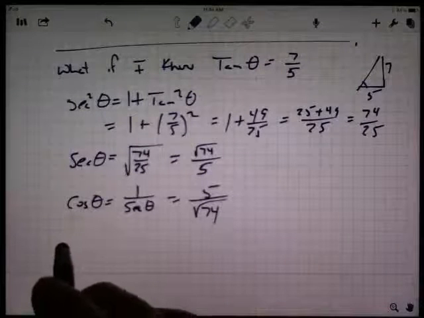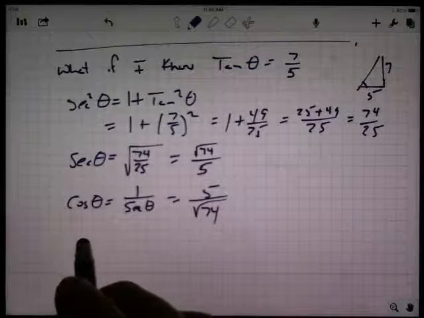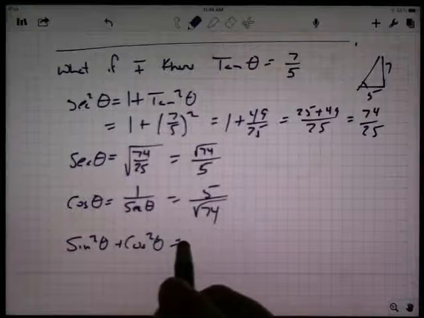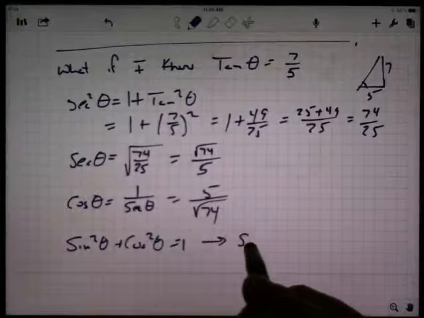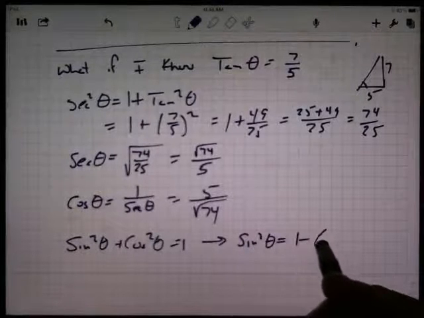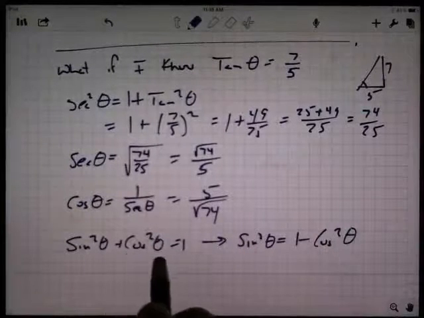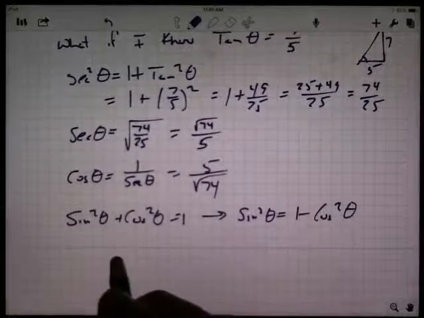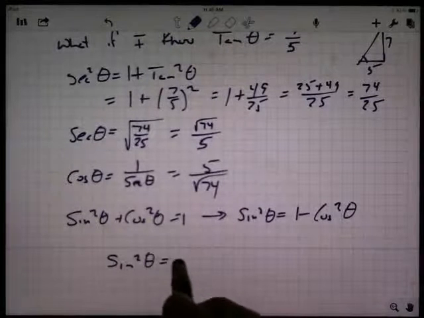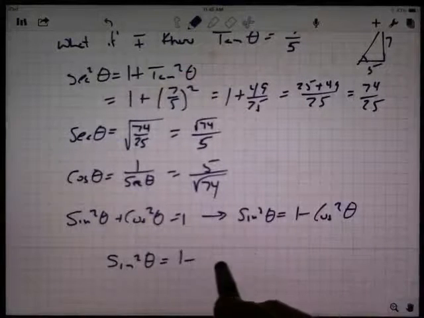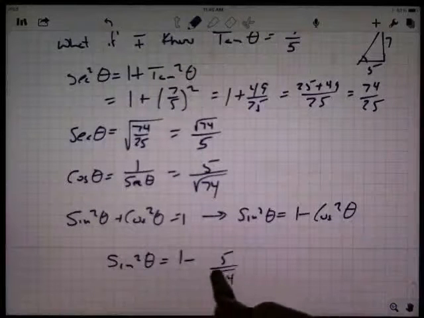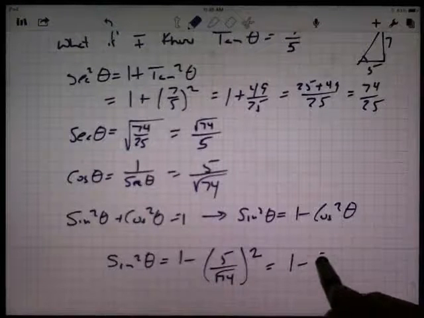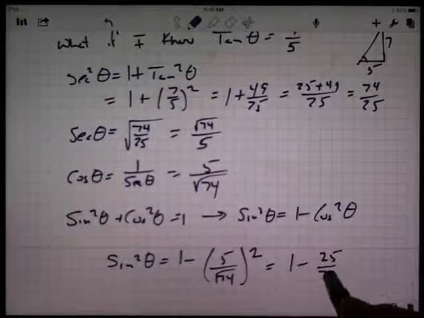Well, I can get the sine because I know that sine squared theta plus cosine squared theta equals 1, which if I solve for sine squared, that's 1 minus the cosine squared theta. That's where I just subtracted this over to the other side. So now, plugging this in here, the sine squared theta is 1 minus the cosine squared theta. Well, the cosine of theta is 5 over the square root of 74. I want the cosine squared. So this is 1 minus 25 over 74.